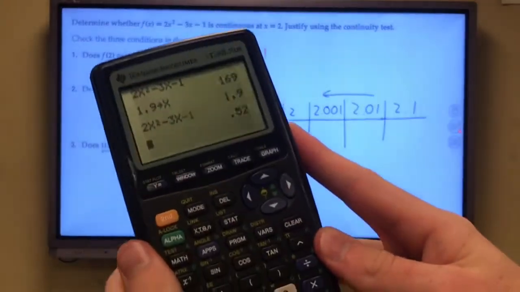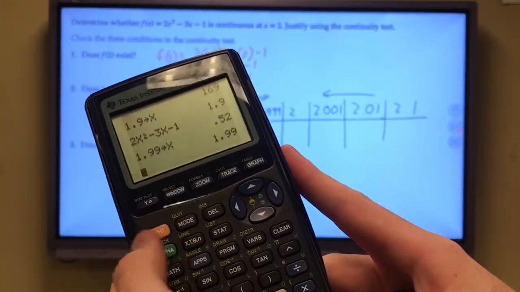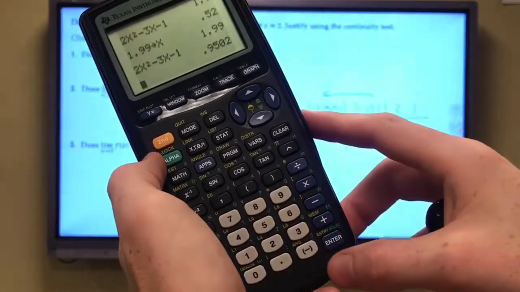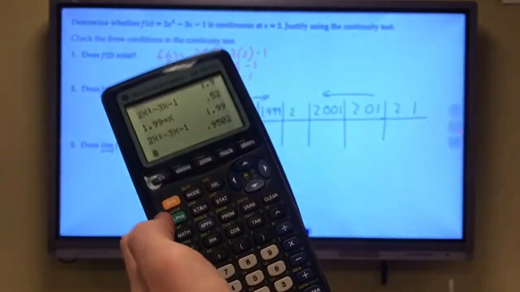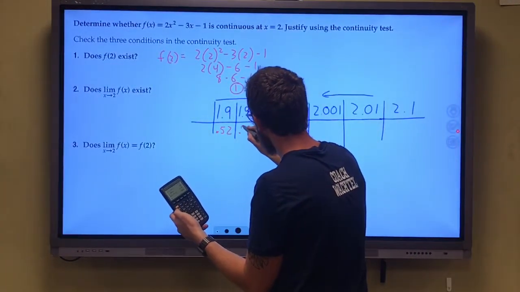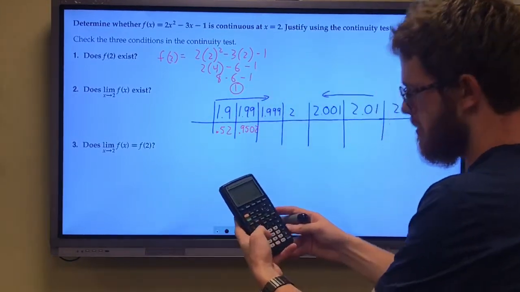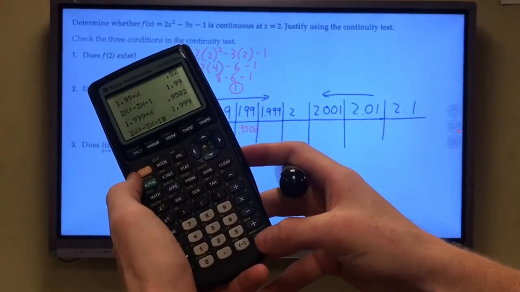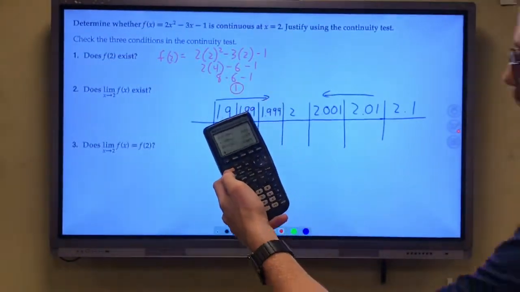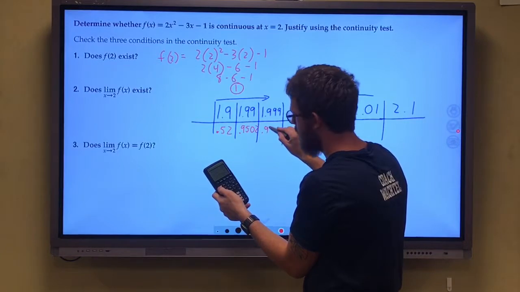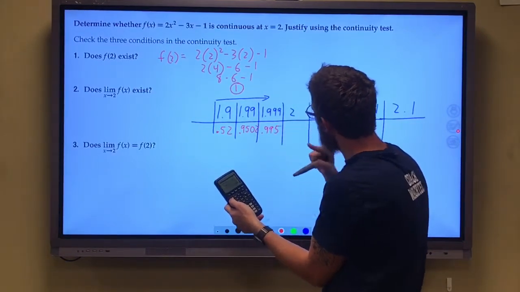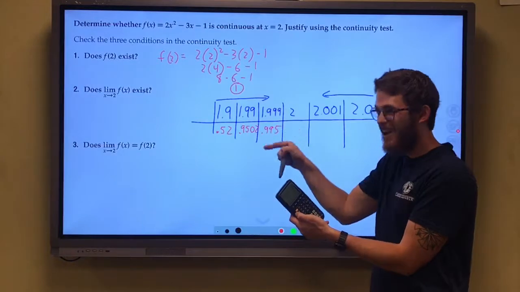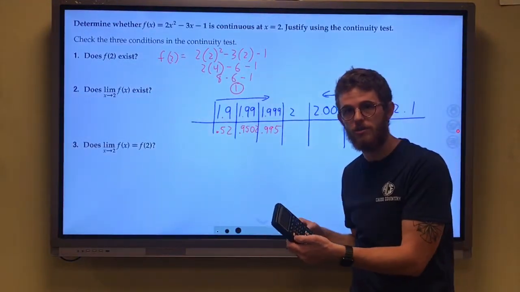I can continue with that same process. 1.99, store it for x. Second enter again, pulls up that polynomial expression right there. 1.99 stored for x gives me 0.9502. I'm going to do it one more time. 1.999, store it for x. Second enter twice, pulls that up, and 1.999 gives me 0.995. Notice that in this direction we're getting closer and closer to that value of 1. 0.52, 0.95, 0.99, we're getting close to 1. This is approaching 1 from this direction.